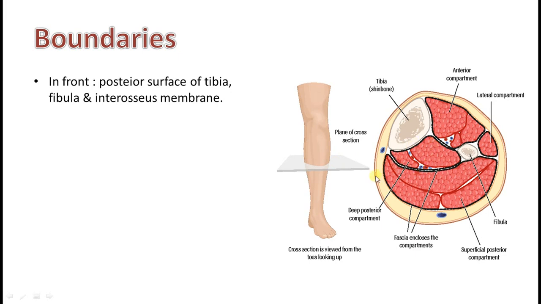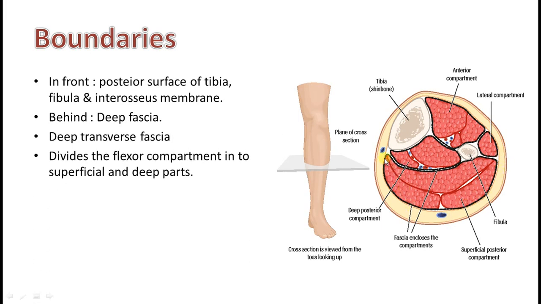So this is our posterior or the flexor compartment of the leg. In front you have the tibia and fibula and the interosseus membrane. So that forms the anterior limit of this compartment. Okay. So the interosseus membrane stretches between the interosseus border of the tibia and the fibula. Behind what you have is the fascia cruris or the deep fascia of the leg.